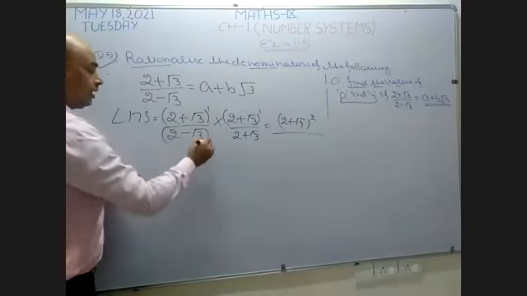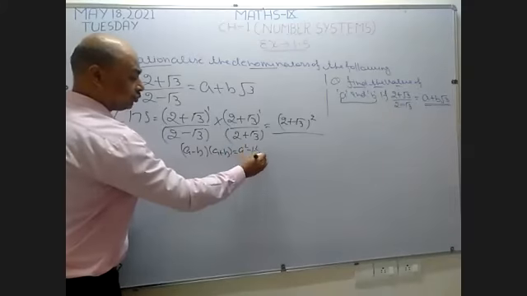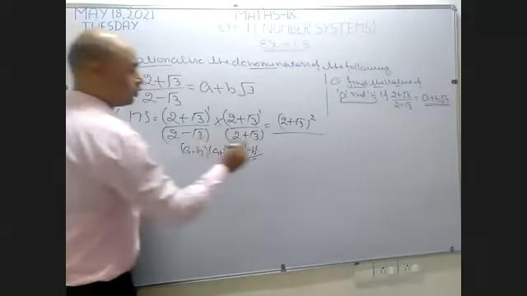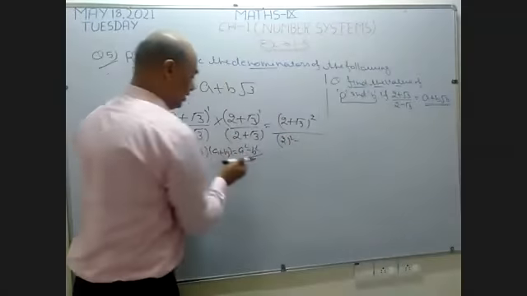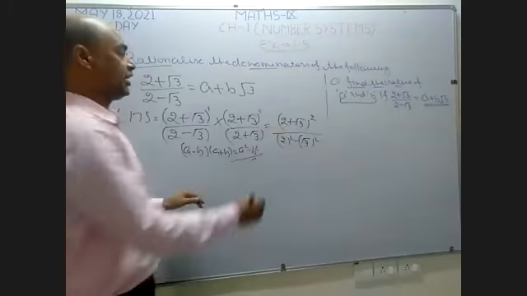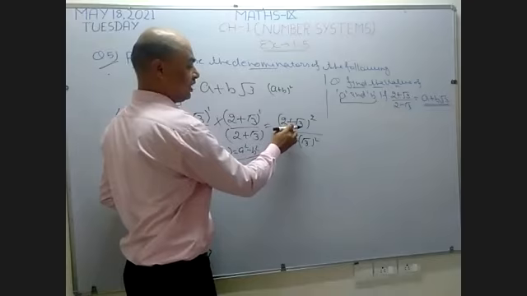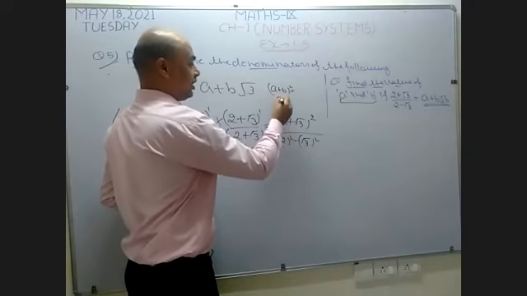Now see again, I want to use an identity. A minus b, a plus b is equal to a square minus b square. So what is a here? 2. So write here 2 square. What is b? Root 3. So write here root 3 square. Okay. Now I want to use an identity in the numerator. I write here a plus b whole square because positive sign is there. The identity of a plus b whole square is a square plus b square plus 2ab.